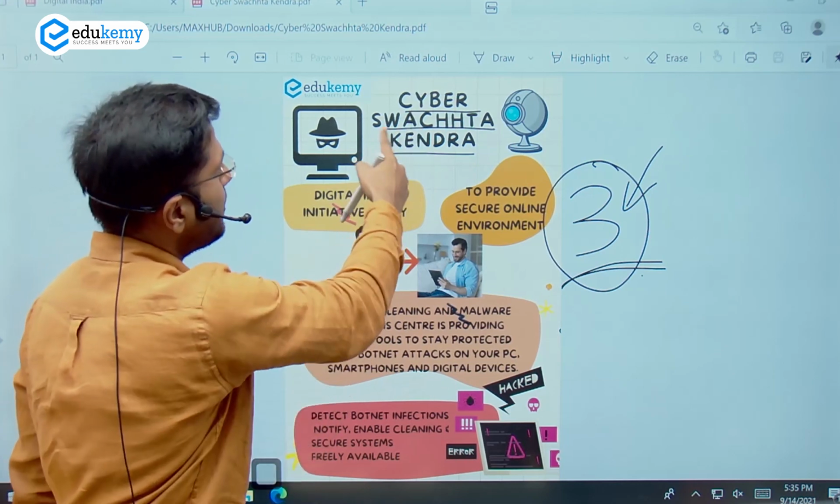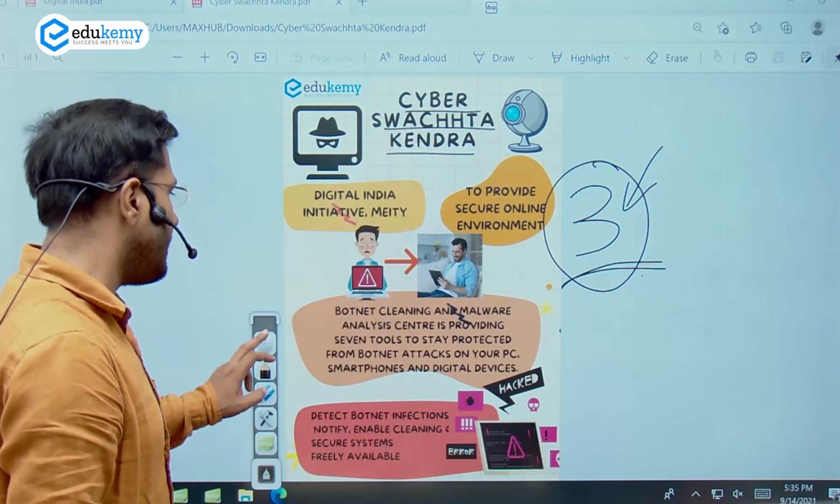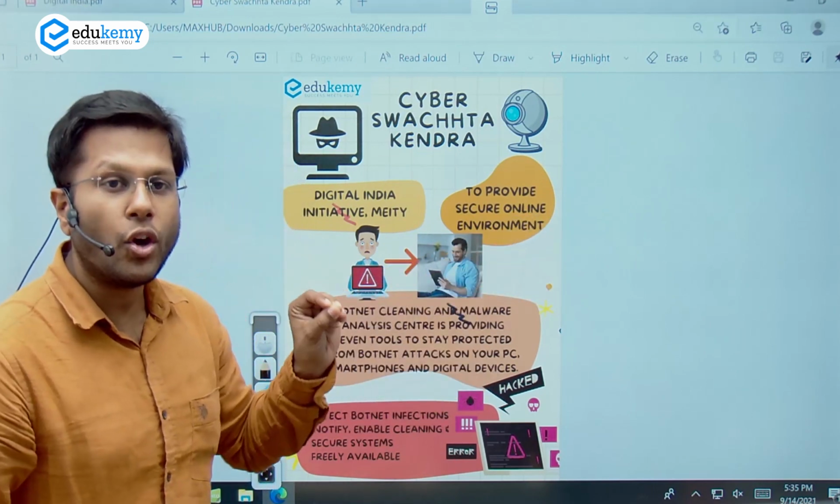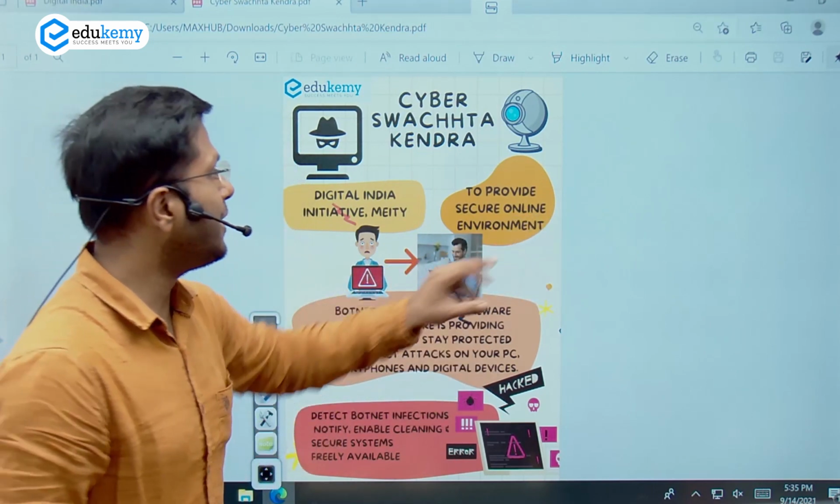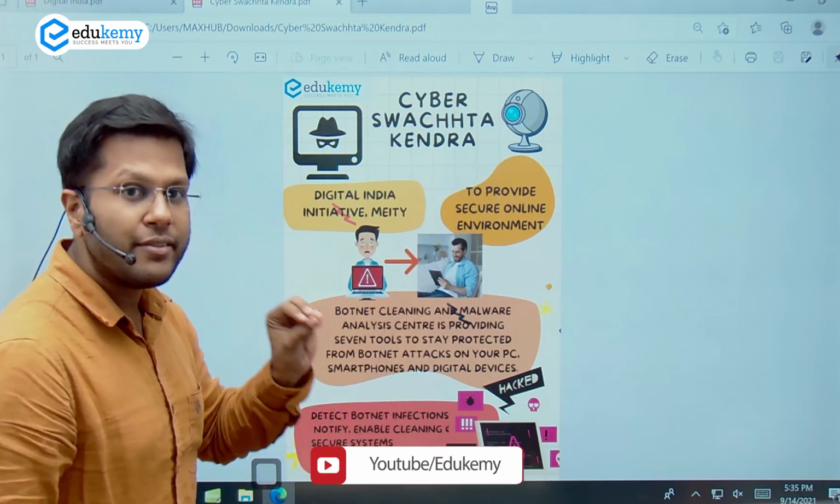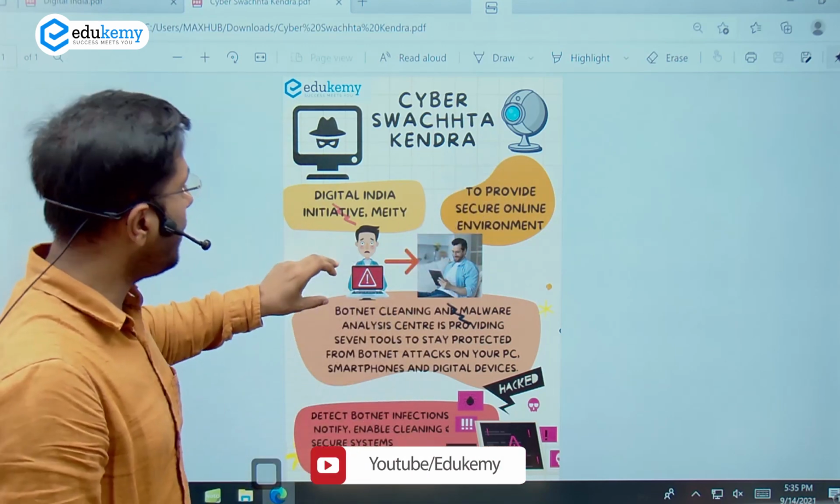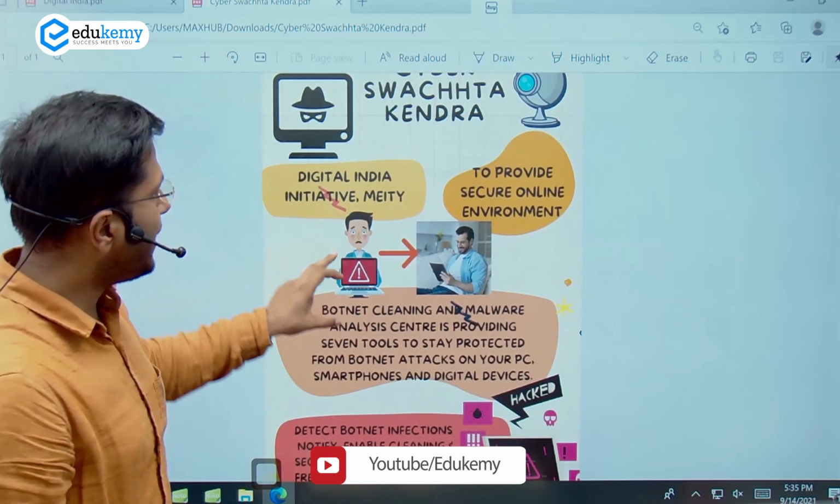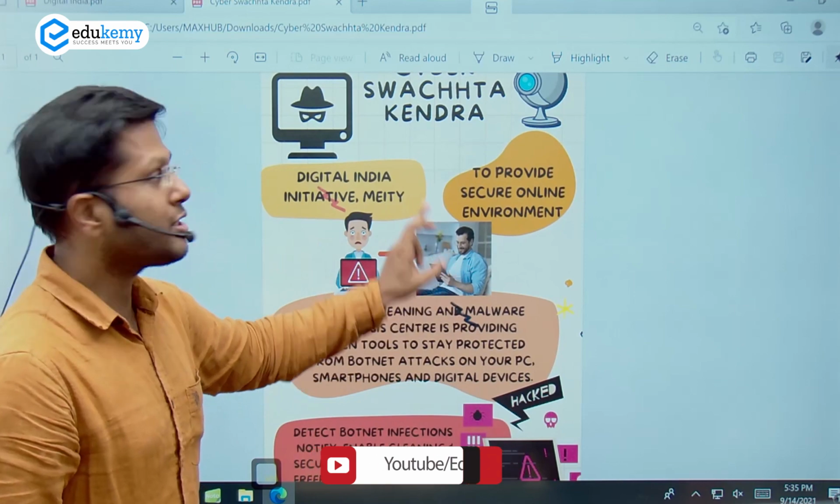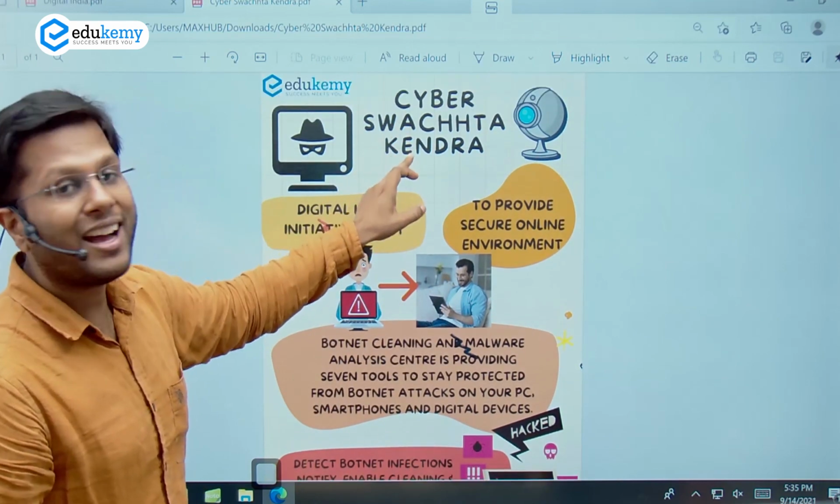CSK. Now this is a part of Digital India Initiative, right? And the main objective is to provide secure online services and environment to everybody. Secure online environment to everybody, right? Now, this is a free service available to all beneficiaries, all the people residing in the country, and you can very well see the person turns from upset to happy. Why? Because the person has used the Cyber Swachhta Kendra, right?